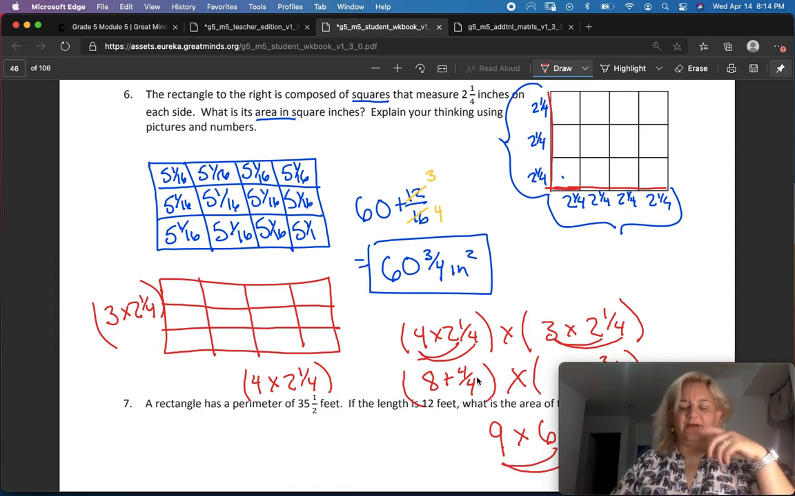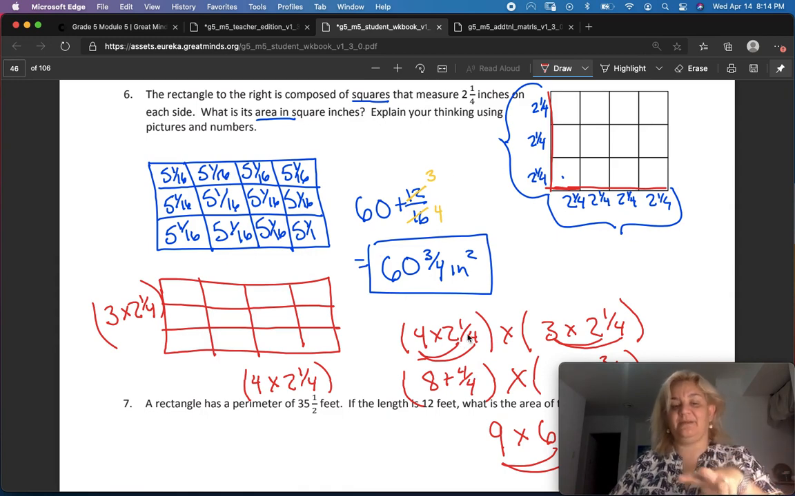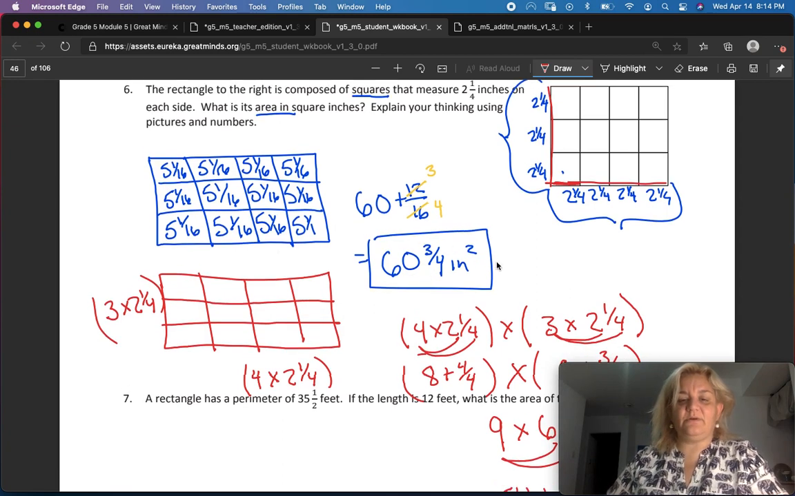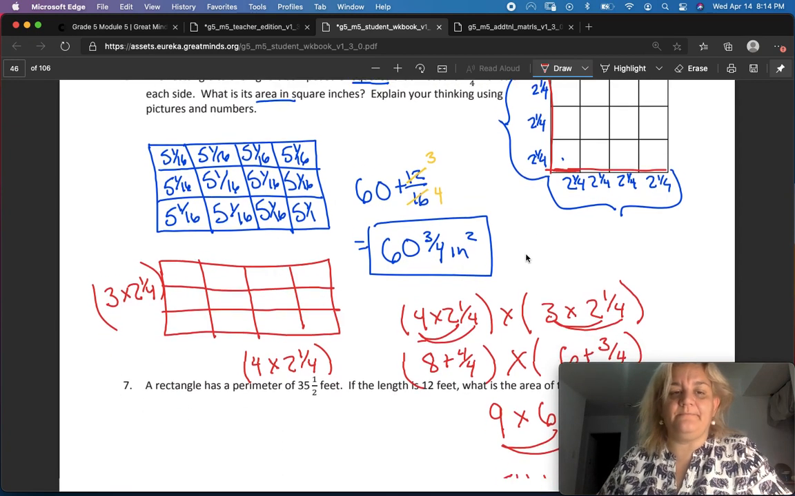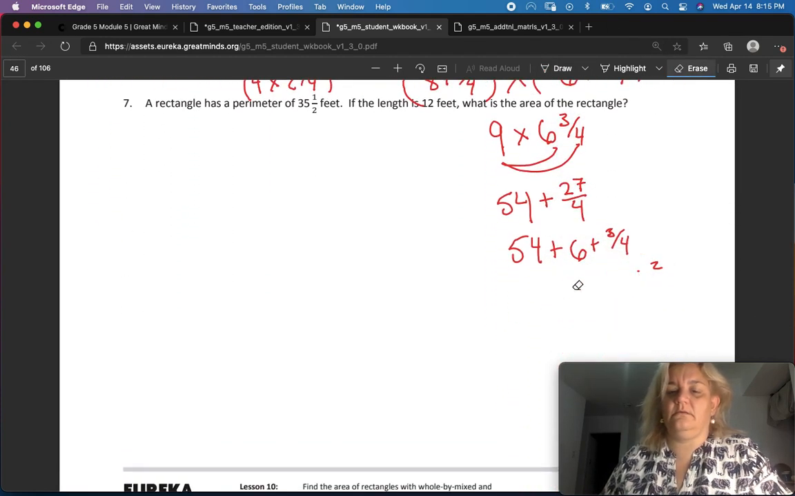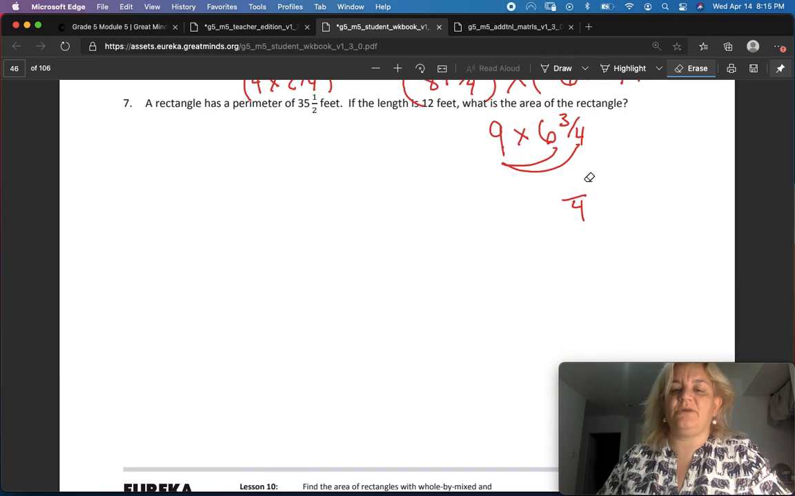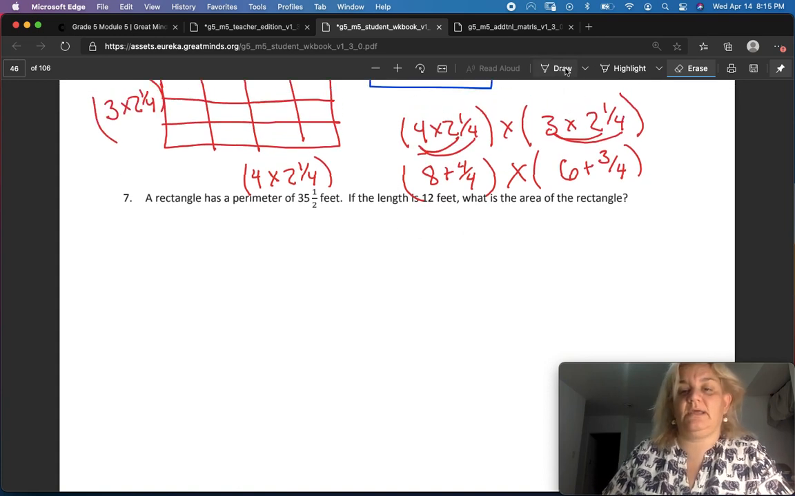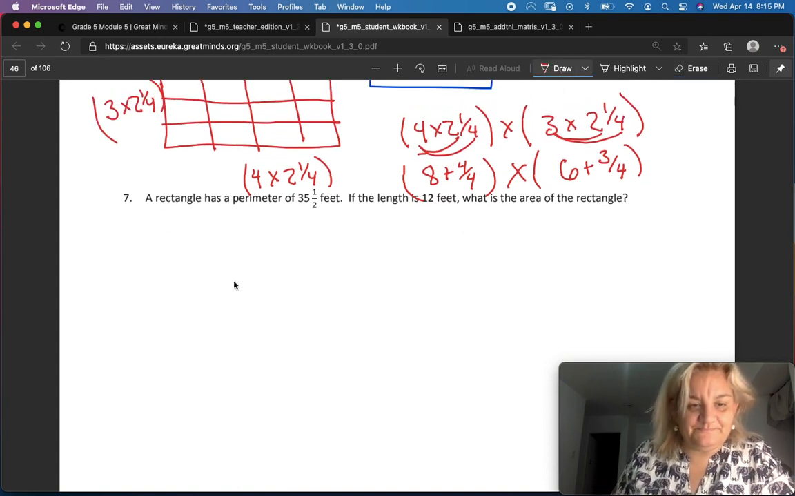So I showed all my work. And remember, I had more work here for the blue, but I erased it to create more space. And now I'm going to have to erase this red. Okay, but the answer is 60 3/4 inches squared. Okay. And sometimes when it says explain your thinking, showing all of your steps of math, showing all of the math steps, for me is an explanation.